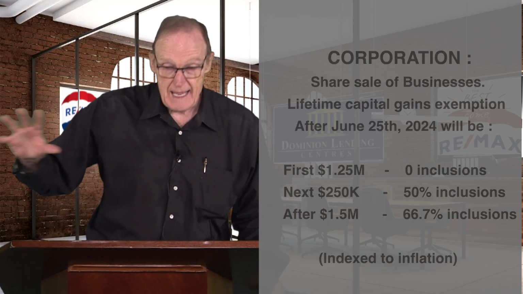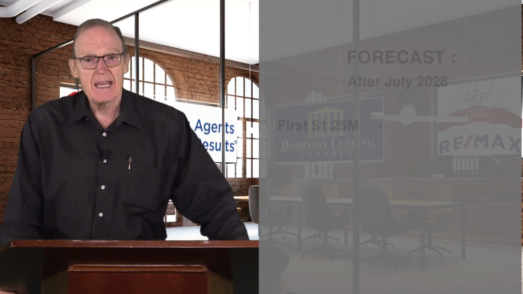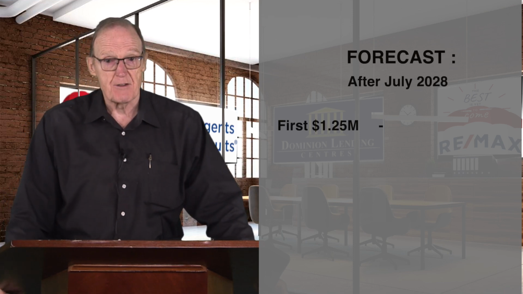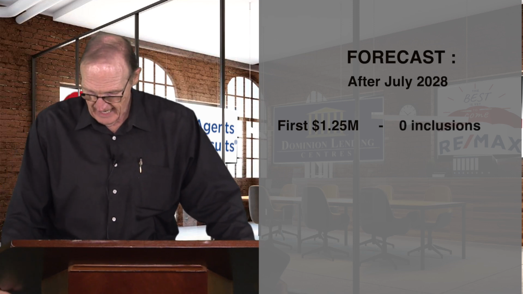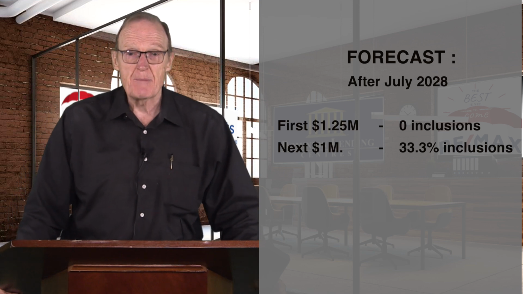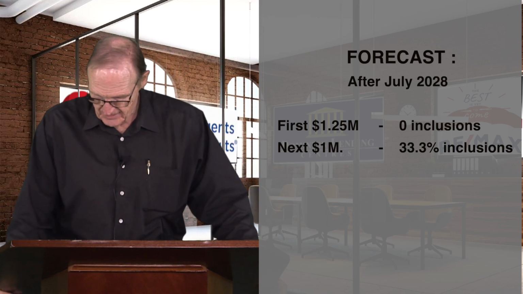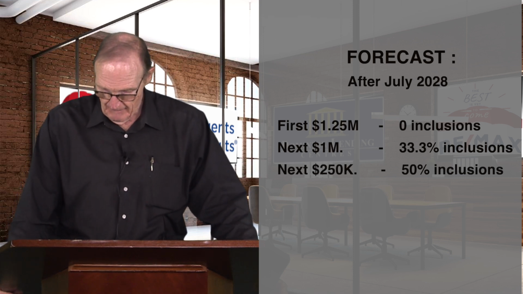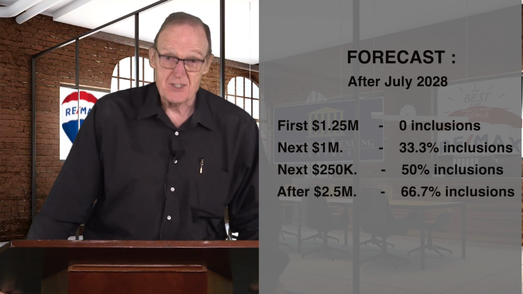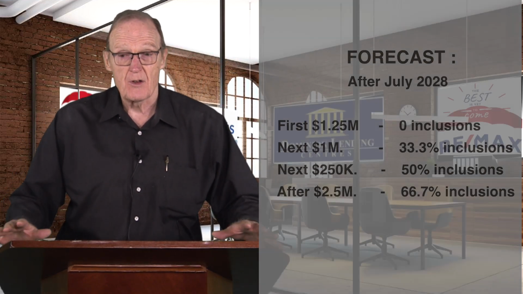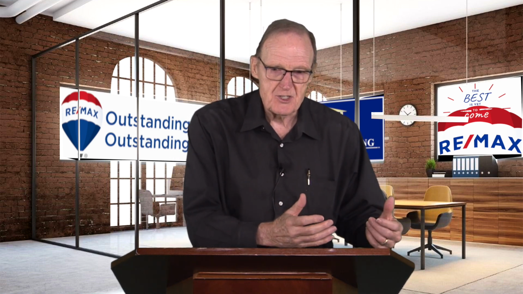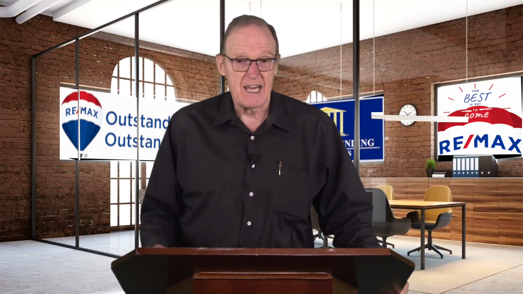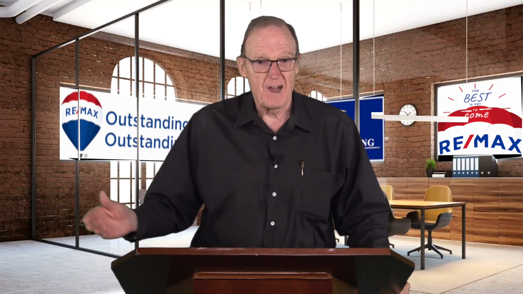The other thing is looking way ahead. They're forecasting for July 2028 it's going to change as such. The first $1,250,000 will be a zero inclusion rate. The next $1 million will be at a 33.3% inclusion rate. The next $250,000 will be at 50%, and then anything over will be at 66.7%. So for the larger corporations being sold as a share sale, it's going to cost a lot more money. There'll be a lesser amount to enjoy a free ride on, but there still will be this breathing room, if you like, for corporations that are being sold for $1.25 million or less.